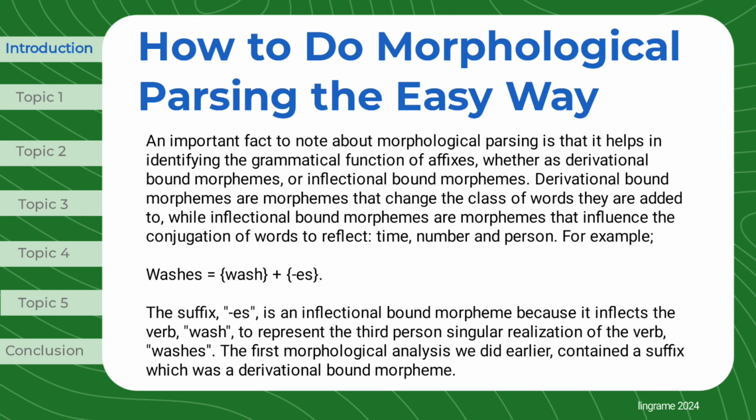For example, washes: wash, plus, s. The suffix s is an inflectional bound morpheme because it inflects the verb wash to represent the third-person singular realization of the verb, washes. The first morphological analysis we did earlier contained a suffix which was a derivational bound morpheme.